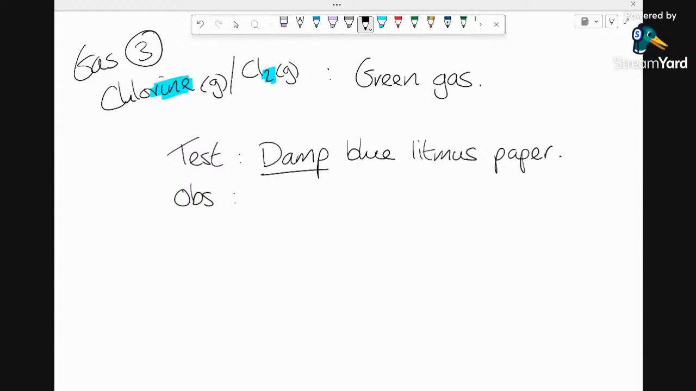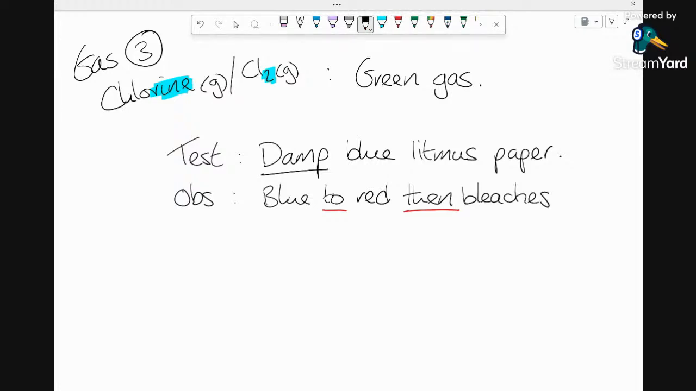That's GCSE. But at A-level, there are 2 observations. It will go from blue to red, then, I love that. I love the change in the language. It says blue to red, then. So it's then saying after it. I just love the change in the language. Blue to red, then bleaches.